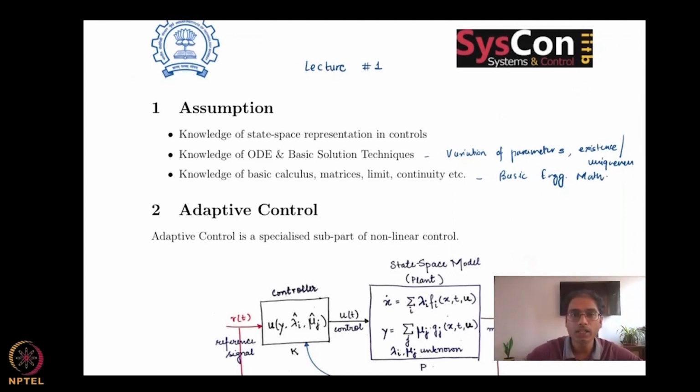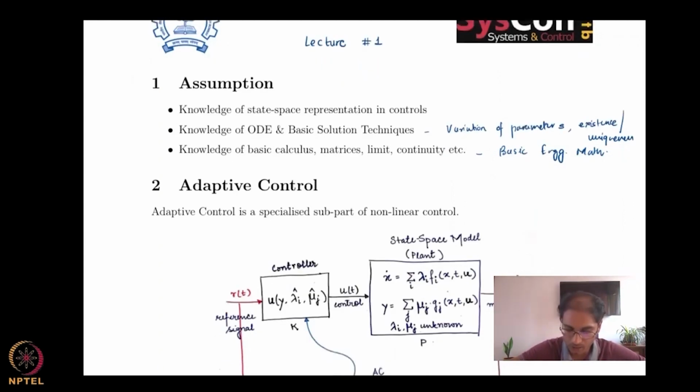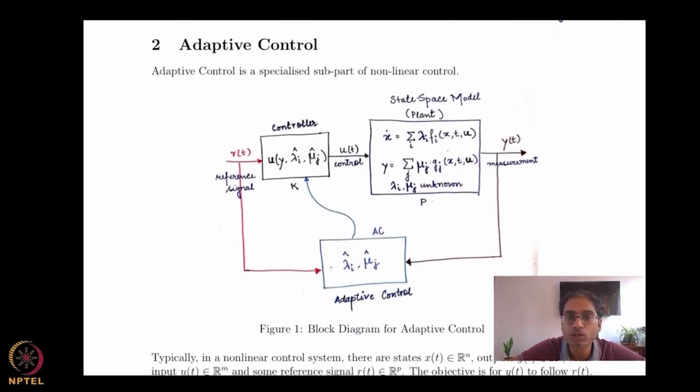So with this background assumption in mind, I would like to start with our actual material. I also want to discuss, to begin with, what a block diagram for an adaptive control would look like. A lot of you are used to seeing block diagrams. Block diagram is integral to most control courses, and so what I want to do is give you, in the same block diagram framework, what an adaptive control system will look like.